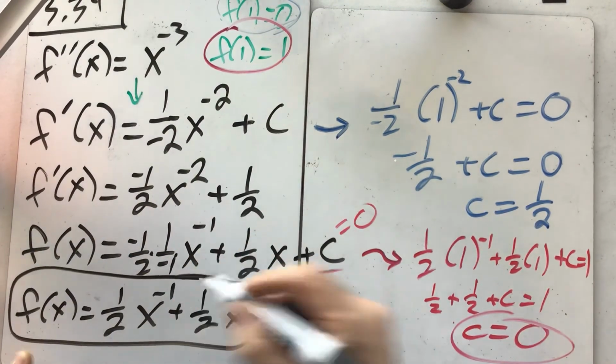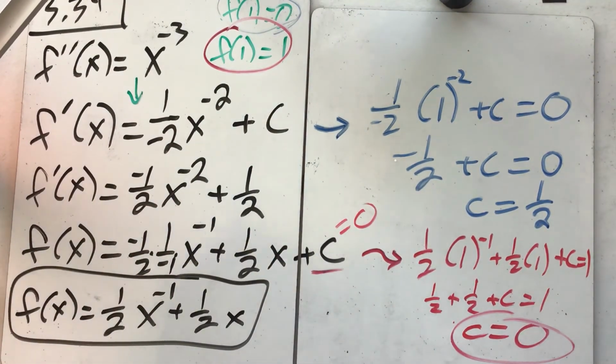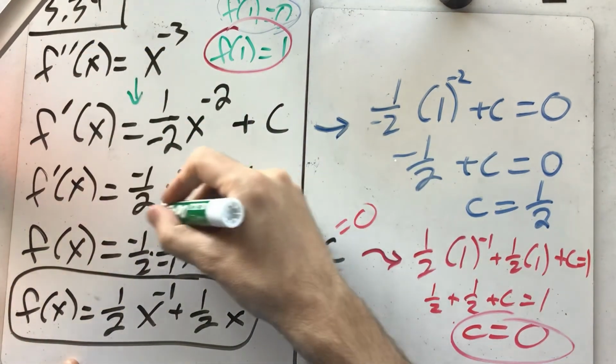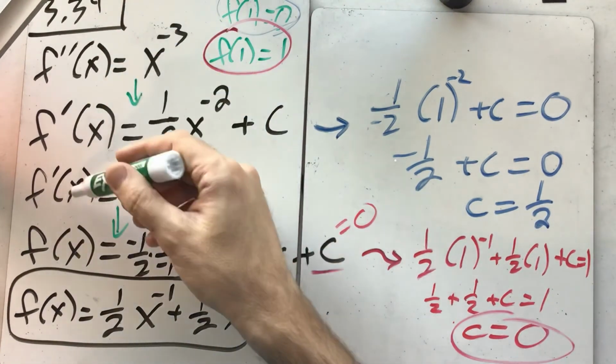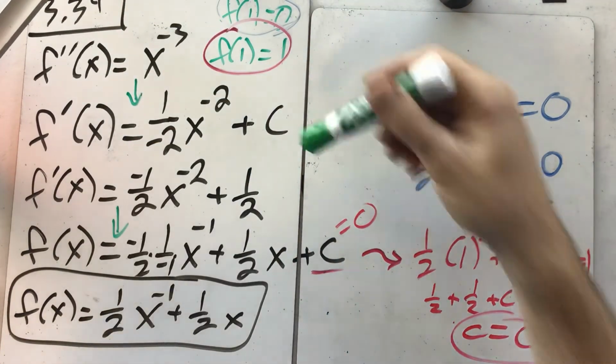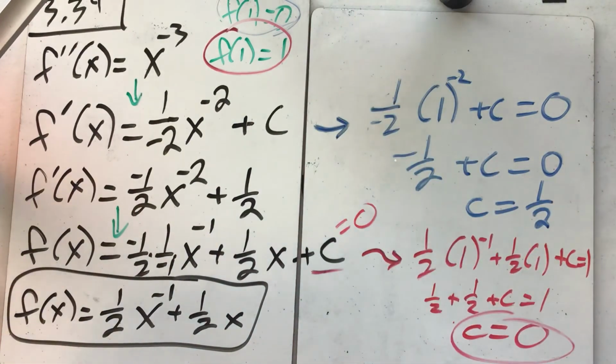And there we go. And so in this case, I had to do two antiderivatives. I had to do an antiderivative from f double prime to f prime, and then from f prime to f. And then twice I had to go figure out what the constants were to plug the constants into my problem.